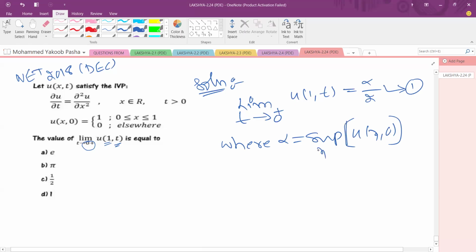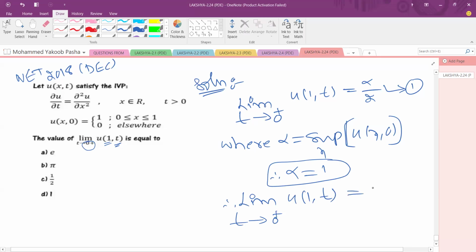In the domain of x, we have to take the supremum. So what is my supremum here? Therefore, what is my alpha? In this function, what is the infimum and what is the supremum? Supremum is 1, sir. What is the infimum? 0. So alpha is equal to 1. Therefore, what is my limit value? Limit t tends to 0 plus u of 1 comma t is equal to 1 by 2 is my right option. So option C is the right option.